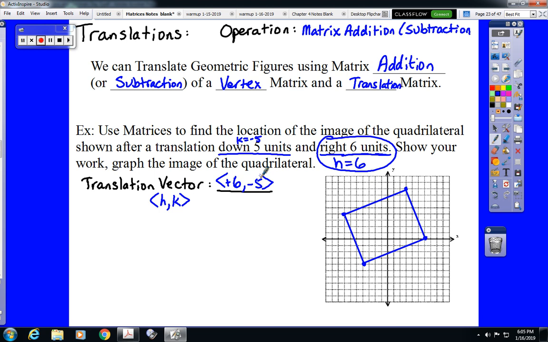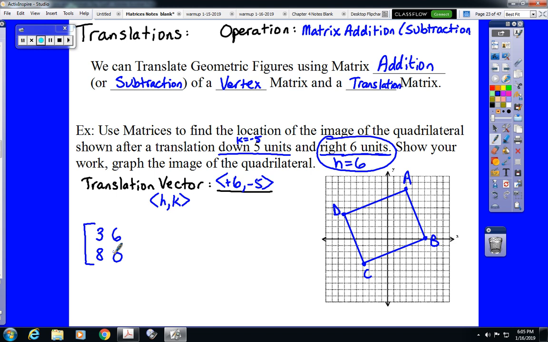So what we do is we create a vertex matrix, which means we need to name these points. So let's name this corner A, and then work our way around the outside, B, C, D. And we're going to create a vertex matrix out of those points. A is located at the point 3, 8, so our first column would be 3, 8. B is located at the point 6, 0. So our second column would be 6, 0.